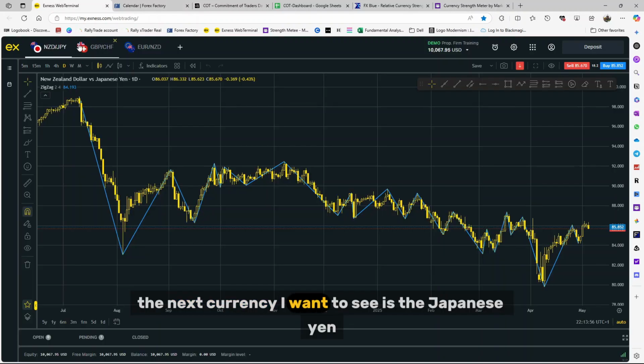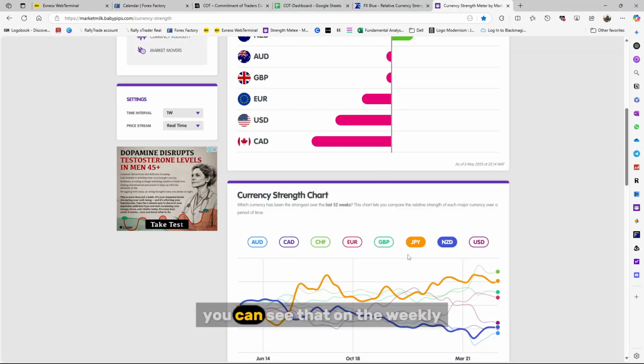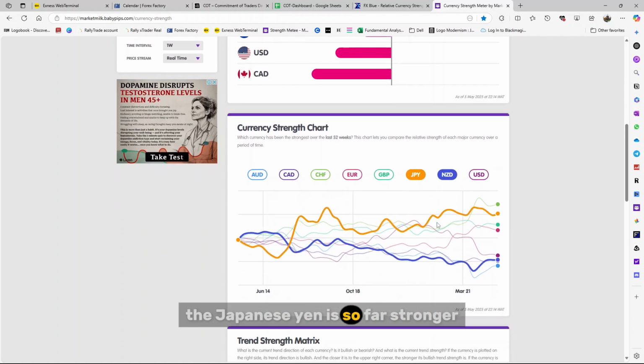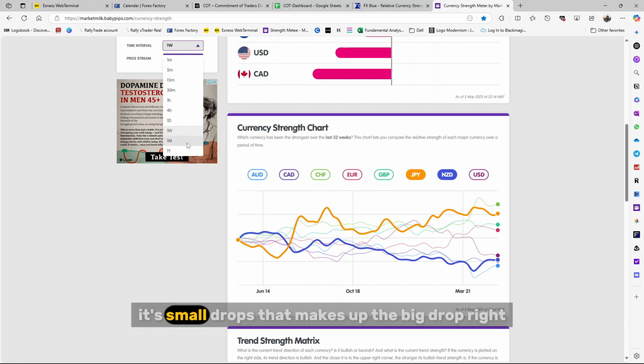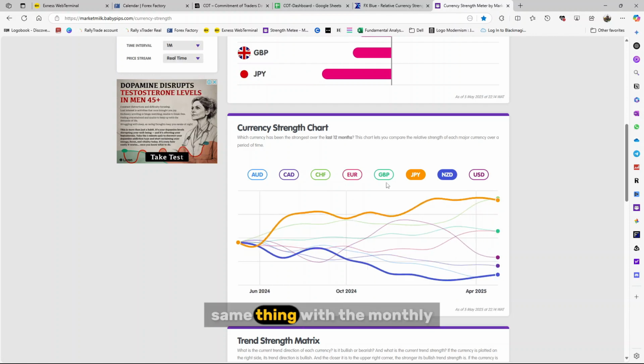The next currency I want to see is the Japanese yen because I'm comparing it against the Japanese yen. Now you can see that on the weekly, the Japanese yen is so far stronger. So if you're trading weekly trades, you'll be more focused on hoping that the New Zealand dollar doesn't outshine the yen. But then again, it's small drops that make up the big drop, right? Same thing with the monthly.